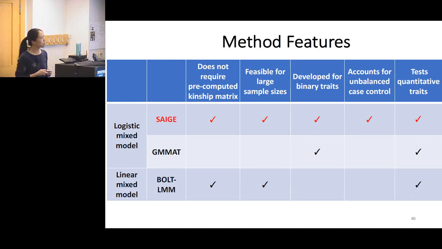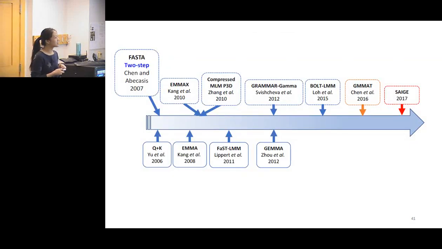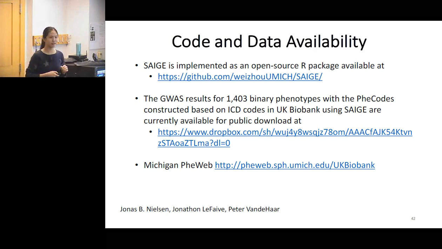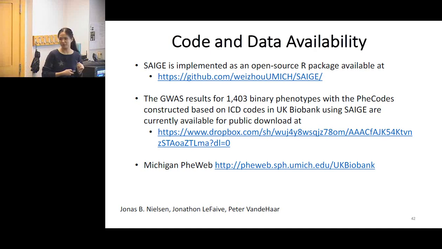We have also implemented the linear regression mixed model in SAIGE, so you can also use it for testing quantitative traits. We compare this with GMMAT and BOLT-LMM. So we basically add one more tool for people to use to perform GWAS. The code is available as an open source R package on GitHub for people to use, and we have released all of the GWAS results to the public. It is freely available for the public to download.